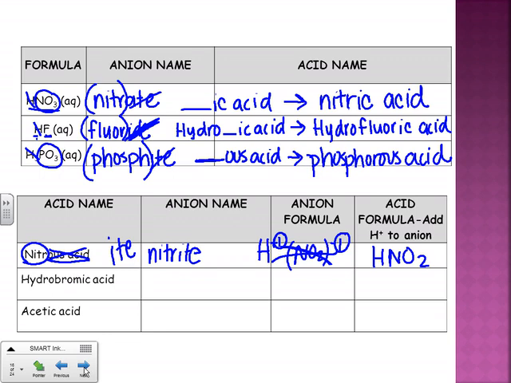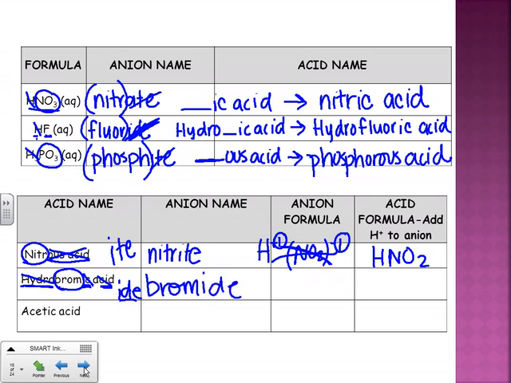Okay? Next we have hydrobromic acid. So the base of this name was hydro ic acid. That means that the ending was IDE. Okay, so I have to take off this part, and this part, and use this and add IDE to find the anion name. So this is bromide.